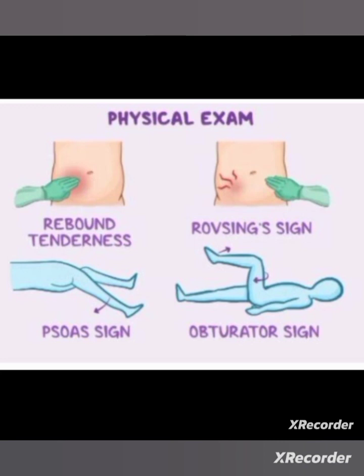So the main signs of appendicitis include McBurney sign, Rovsing sign, rebound tenderness, guarding, psoas sign, and obturator sign. Thank you.